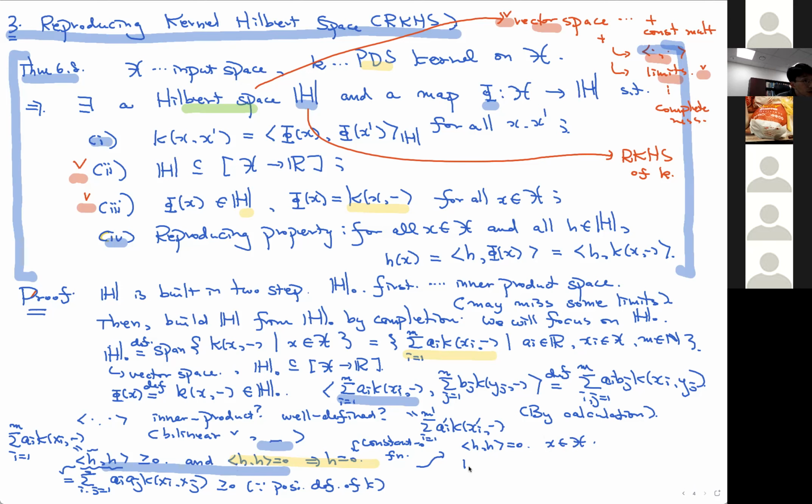Then now pick any x. Then we can compute this h(x). This is the sum of i equal to 1 through m, a_i k(x_i, x). But that is the same as taking this inner product of h and k(x, ·), because that's the definition of the inner product.